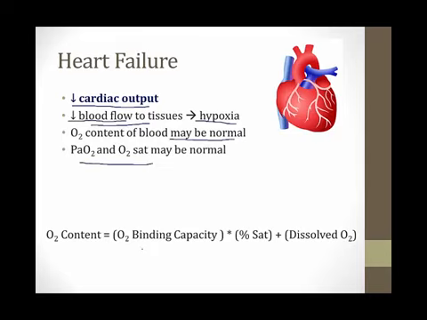flow. So in other words, if you look at this equation at the bottom of the screen, in a heart failure patient who is not in pulmonary edema, the O2 binding capacity of blood may be normal, the percent saturation may be normal, the dissolved oxygen content may be normal, and even the PaO2 may be normal, but the patient can still have hypoxia, and that is because of reduced blood flow.